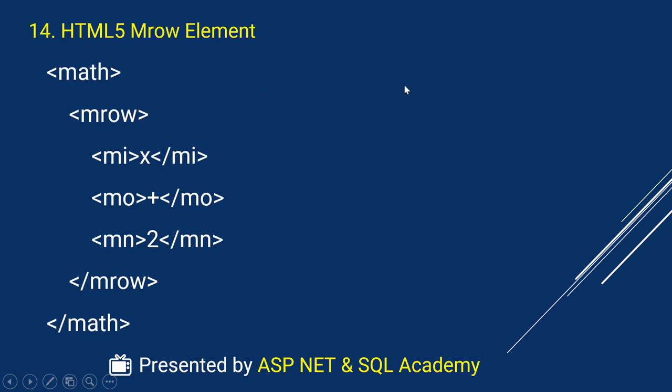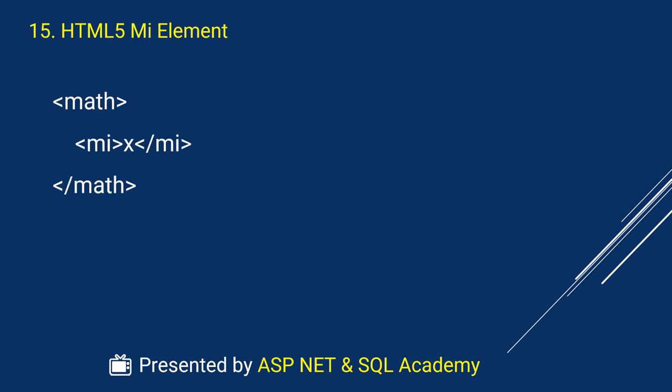The mrow element is used to define a math row. It is often used to group mathematical elements together. The mi element is used to define a math identifier. It is often used to specify a variable or a constant in a mathematical equation.